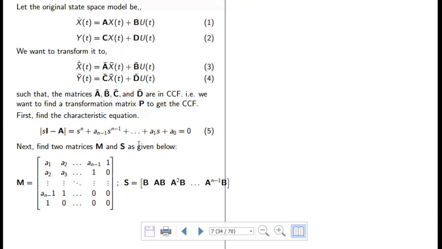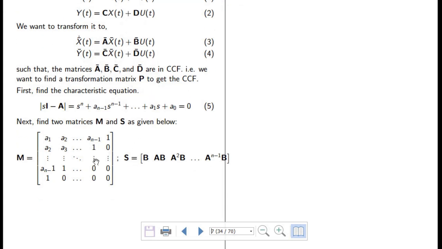Okay. So how we should form these two matrices is the first matrix M and the second matrix is S. The first matrix M, this is how we are going to form. See, this matrix M will have the coefficients of the characteristic equation in this arrangement. So you have to start the first row from A1. A0 will not appear in this matrix.